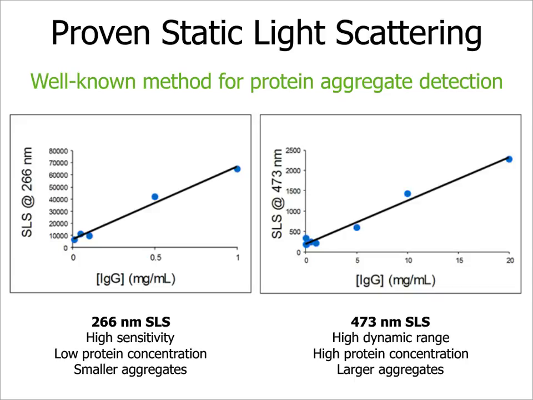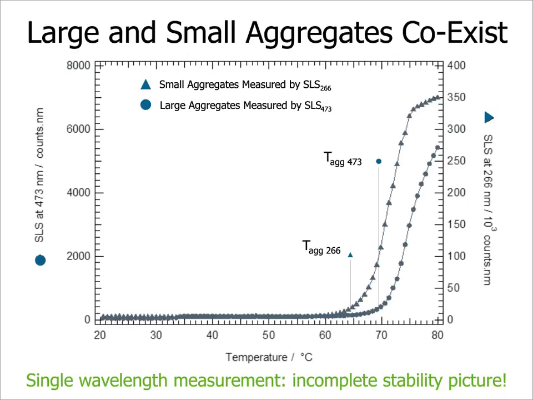How is this reflected in a thermal unfolding experiment? Well, because we know that as you unfold a protein with temperature, polydispersity is high, aggregate formation is extremely random. We do have both large and small aggregates which coexist. With the 266 nanometer laser, you can see we have an aggregation onset temperature, Tag, which occurs around 64 degrees, whereas with the 473 nanometer laser, we don't see the aggregation occurring till later.